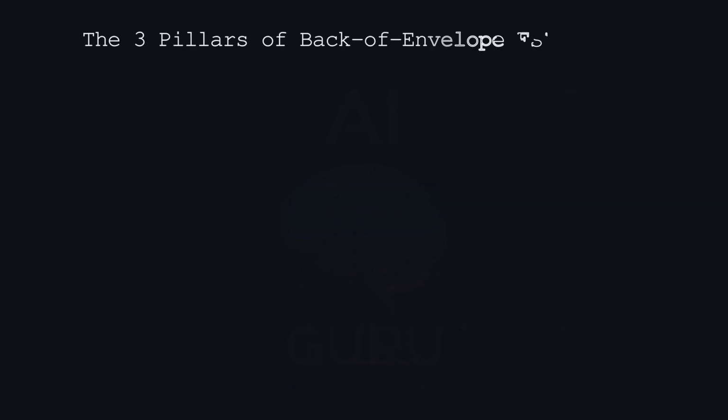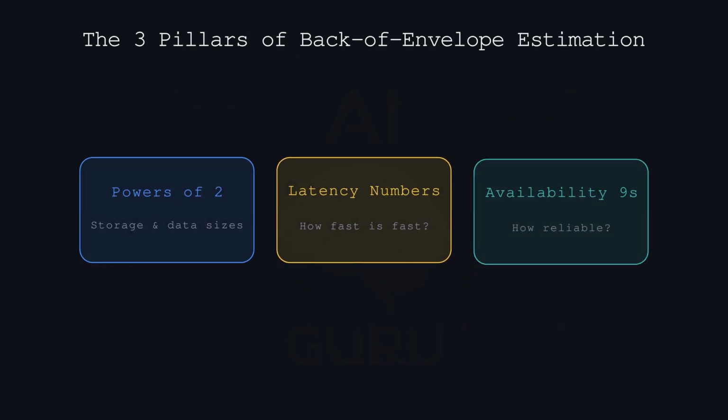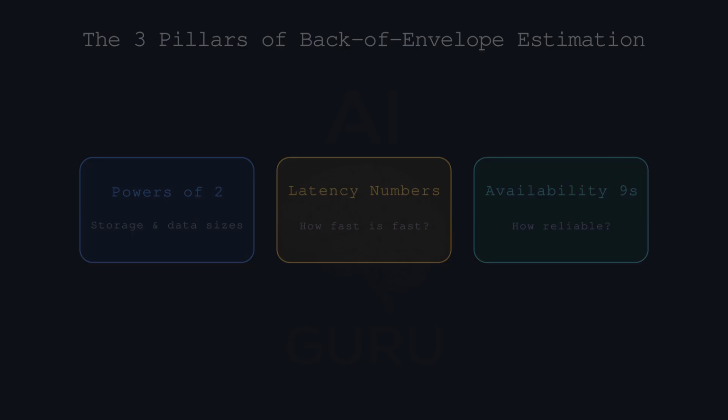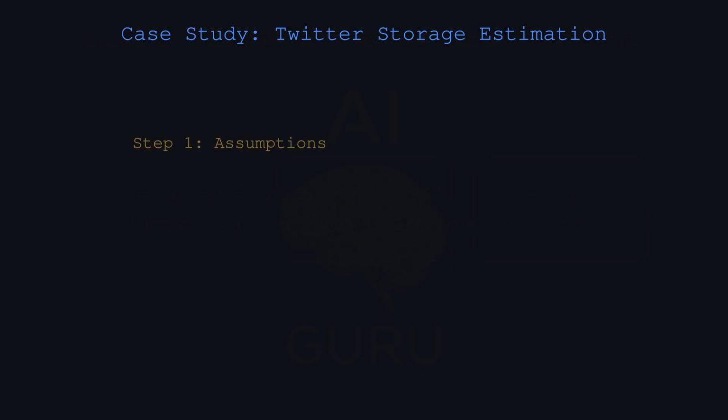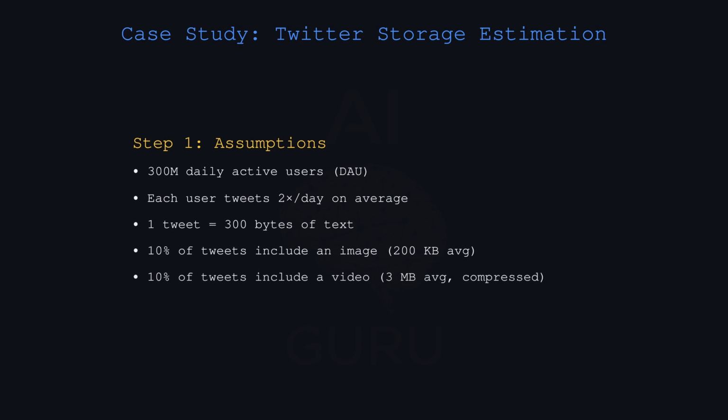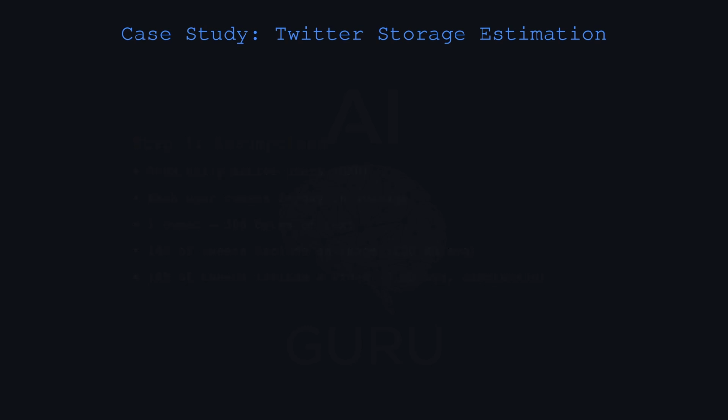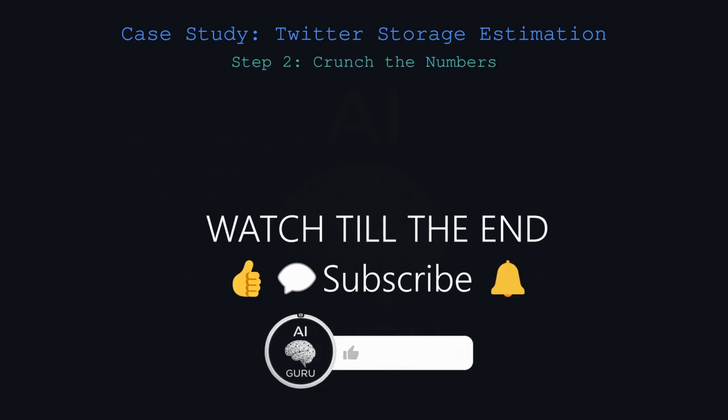So today, we are going to build your toolkit. We'll cover the three pillars Alex Yu lays out: powers of two, latency numbers, and availability nines. And then we'll put it all to the test. We'll run a real simulation, an interview question about Twitter, and see if we can calculate its storage needs right here, on the fly. It's going to be a fun mental workout.